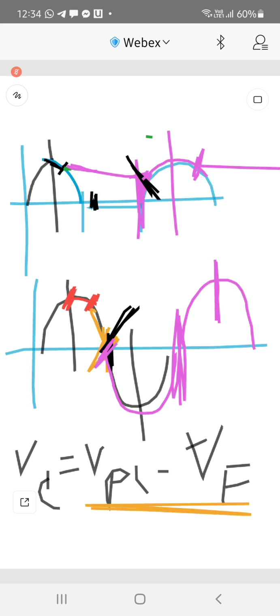So at the output, what you are getting is, I am drawing with a red cap on the output waveform. This is what you're getting at the output.